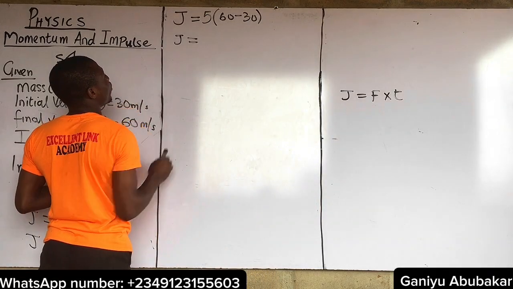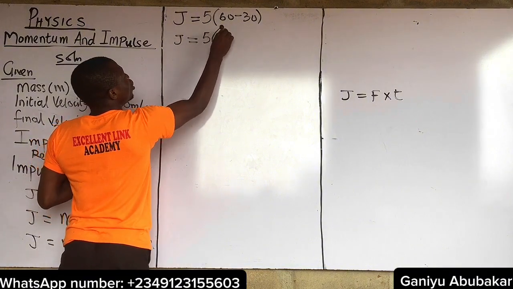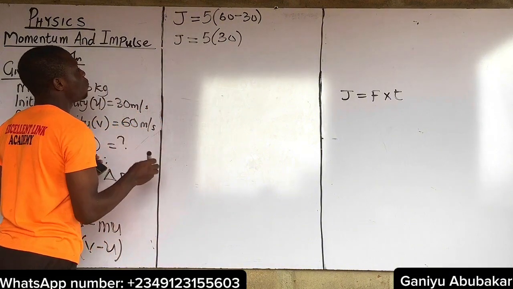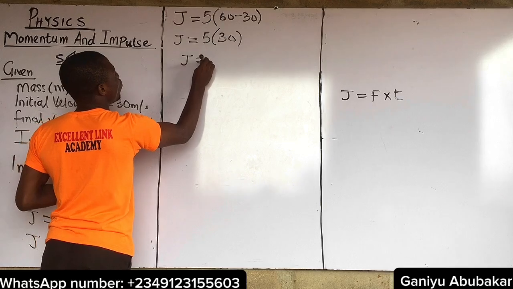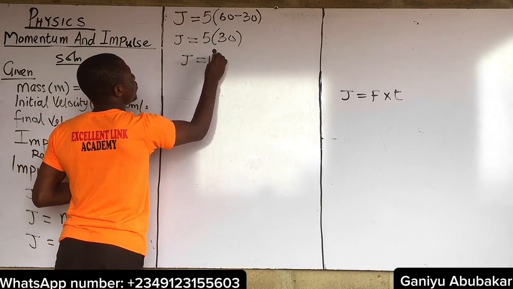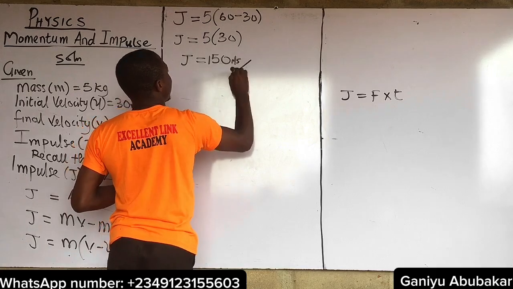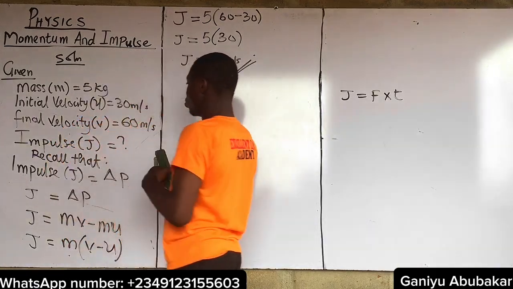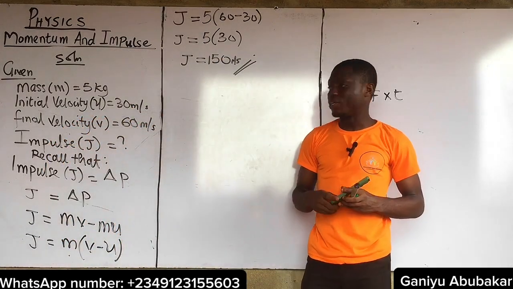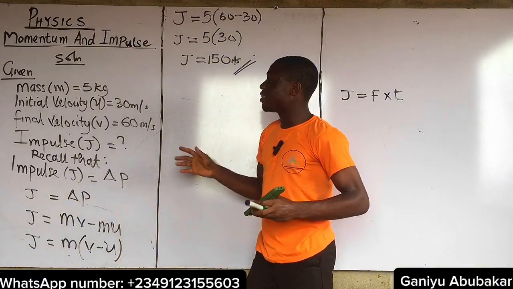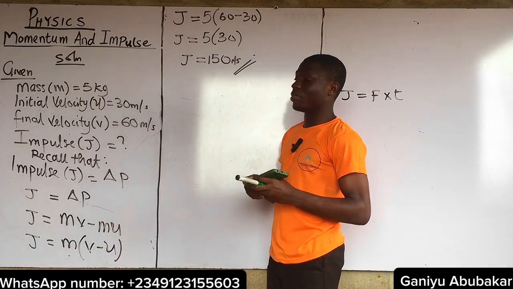J, which is impulse, is equal to 5 into 30. From now, J is equal to 150 Newton second, please, as my answer to this WAEC question here. So this becomes my answer to this question here.